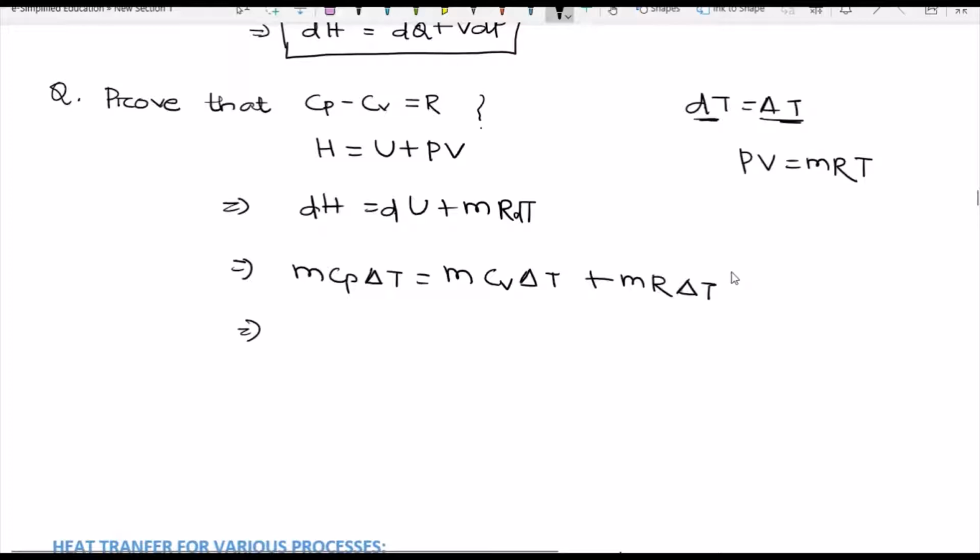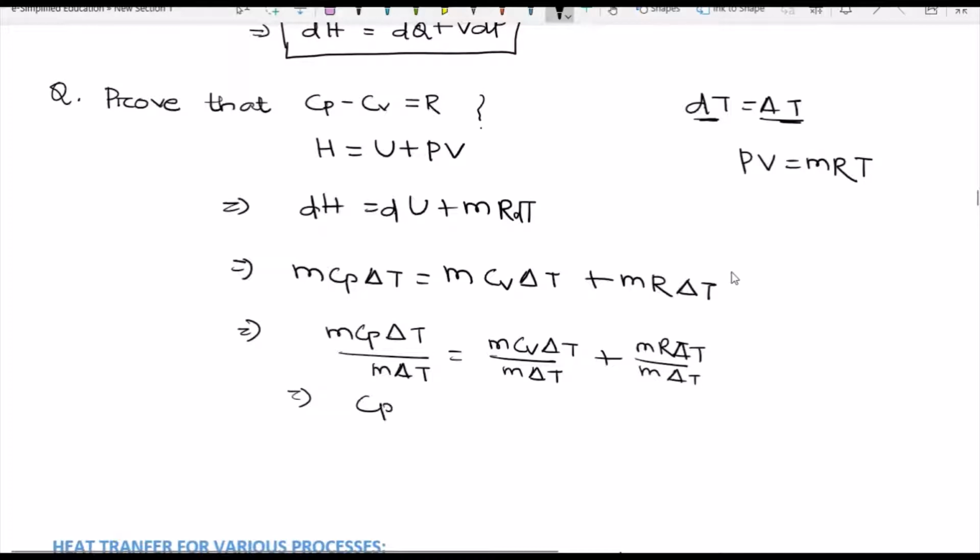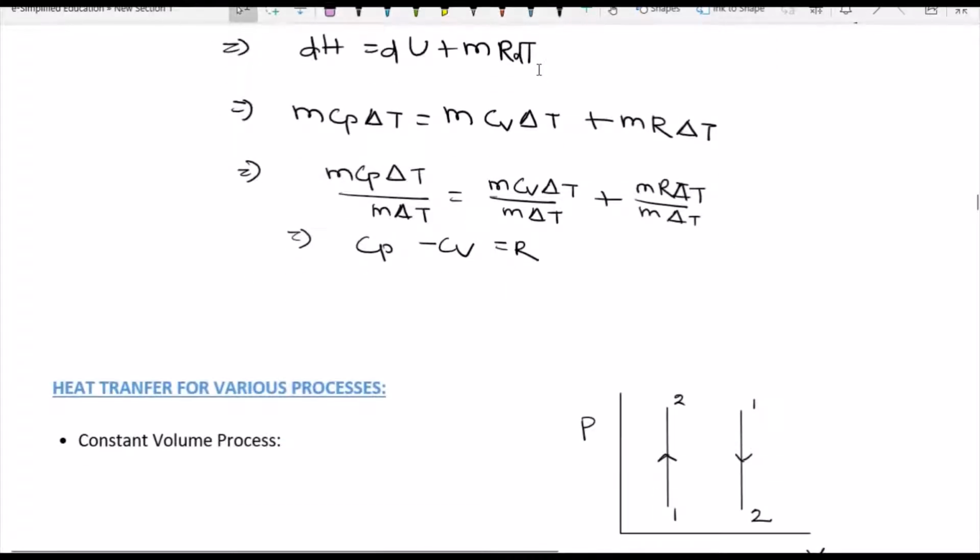Next, if I divide everywhere by m delta T, then I will get Cp minus Cv equal to R. I have derived this.